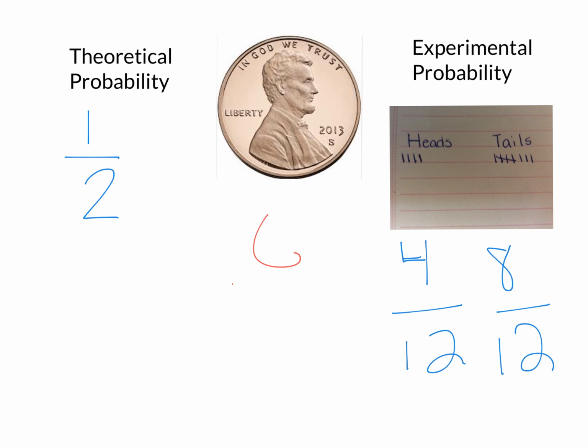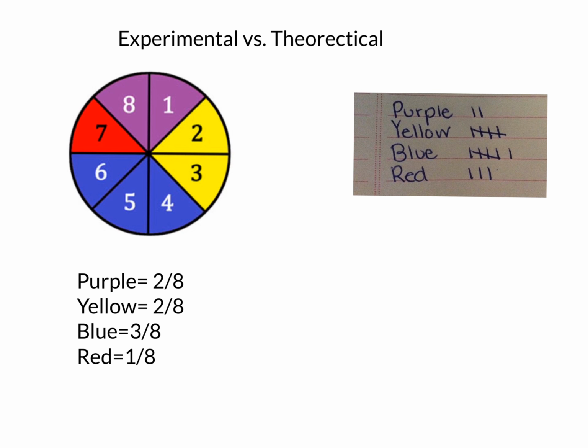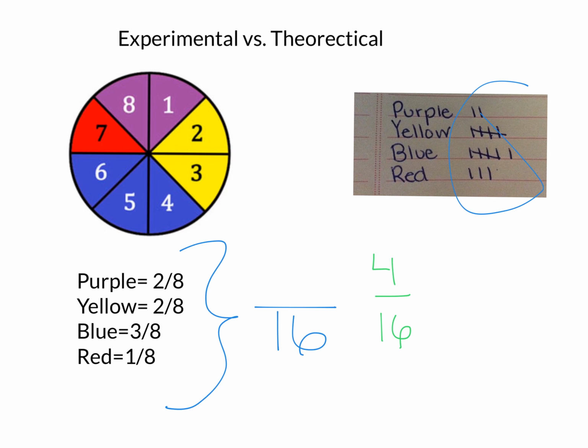So when I'm comparing, my first step is to figure out how many times the spinner was spun. So if you look at the experimental results and you add up the number of times it was spun, you get 16. So in your results, it's going to be something out of 16. So I like to take what we predicted out of 16. So 2/8 out of something out of 16 would be 4 out of 16. The yellow would be the same because they're both the same fraction.